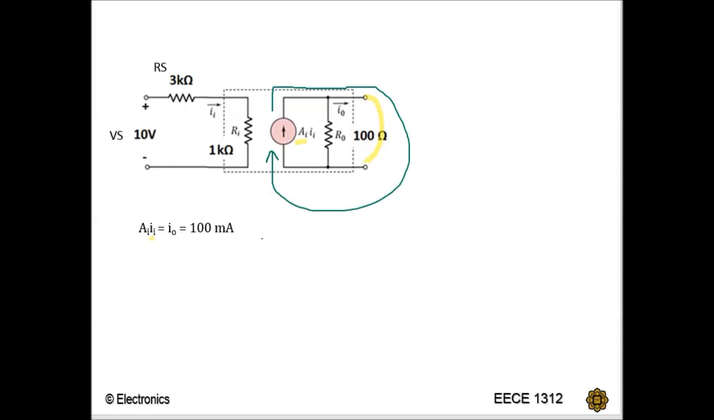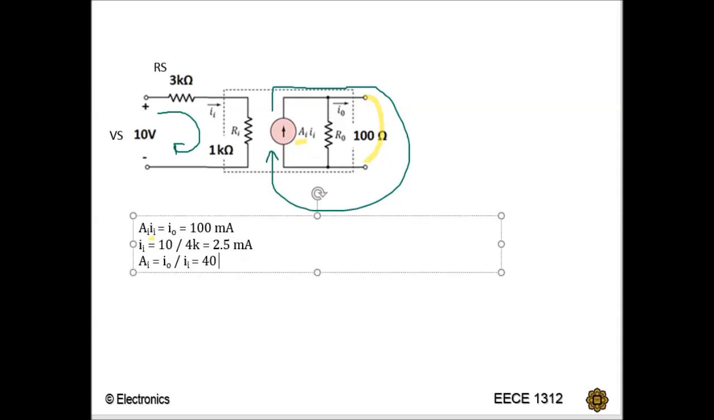So you need to do KVL. As you do your KVL here, just do your loop here. So you will get 10 over 4 kilo ohm, and I think 10 over 4 is 2.5 milliampere. So you're going to get 2.5 milliampere. Then you can divide and you will get AI equivalent to 40. Remember, for gain there is no unit.